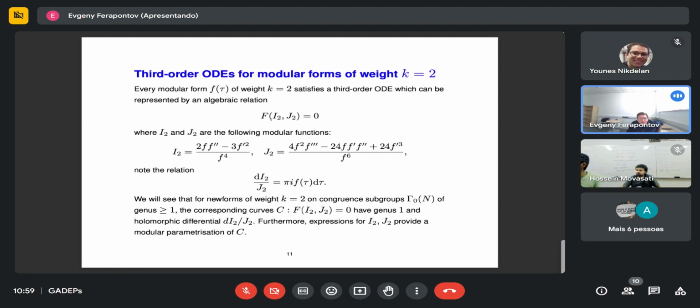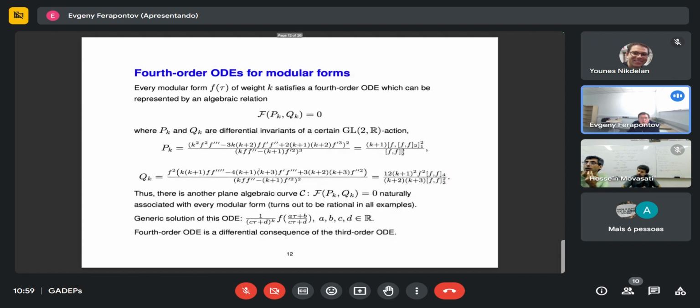So like in the modularity theorem, you have a parameterization of this curve by some modular form of weight 2, right? And the pullback of the holomorphic differential is pi I f of tau d tau, right? So it's as in the modularity theorem. I will show you some examples later. It's a general construction. Now, a few words about fourth order ODEs, right?